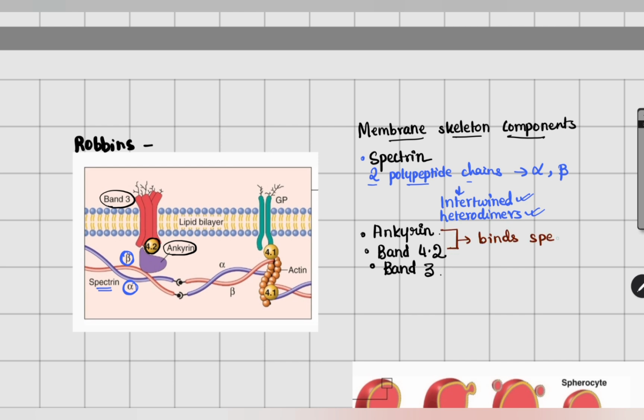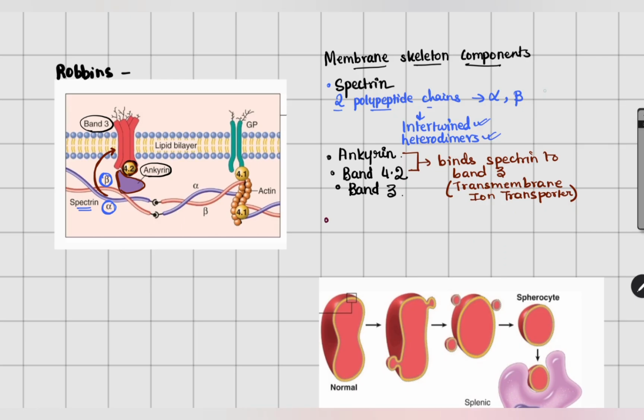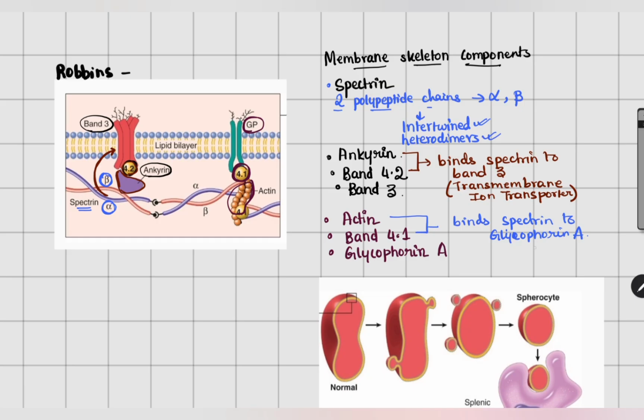Now, this ankyrin and band 4.2 binds spectrin to band 3, and band 3 is a transmembrane ion transporter. It helps to transport ions. You can see the same in the diagram how ankyrin and band 4.2 connect spectrin to band 3. On the other side, we have actin, then we have band 4.1, and we have GP, which is glycophorin A. Now here also, actin and band 4.1 help to bind spectrin to glycophorin A, which is a transmembrane protein.